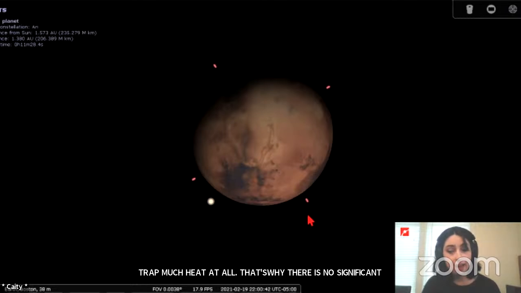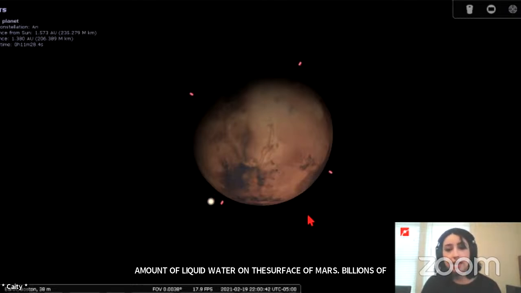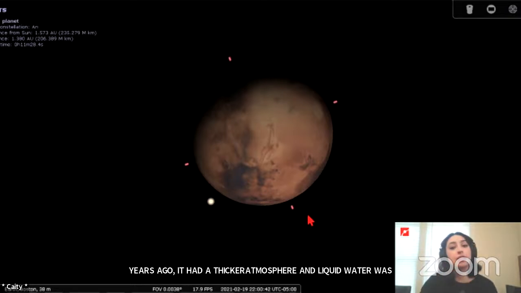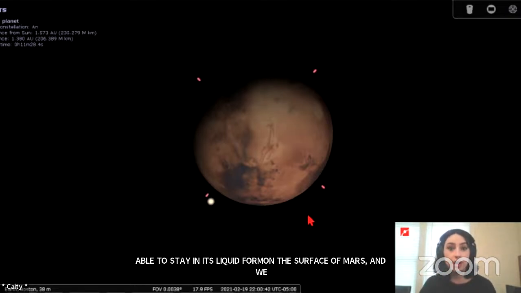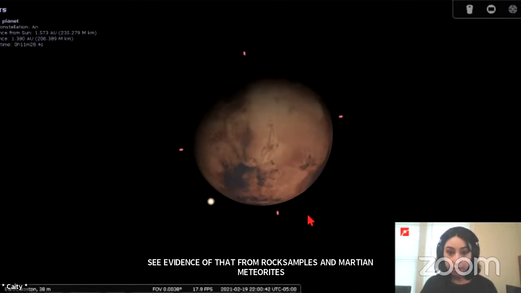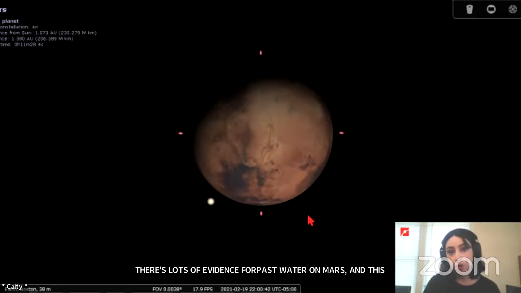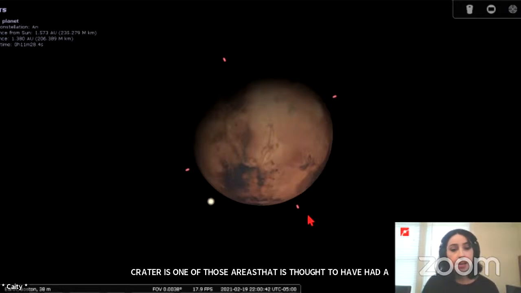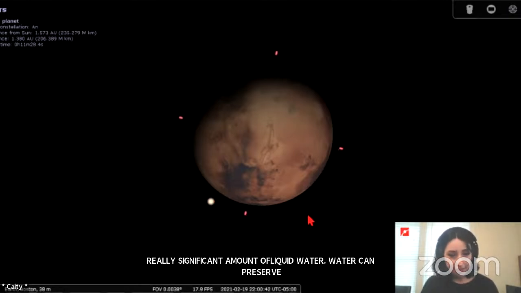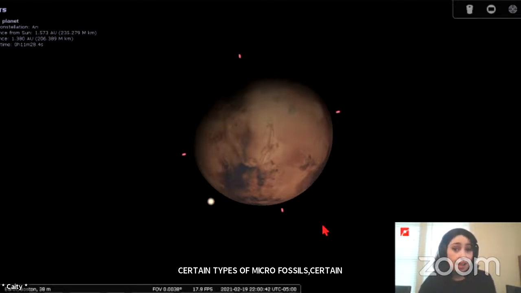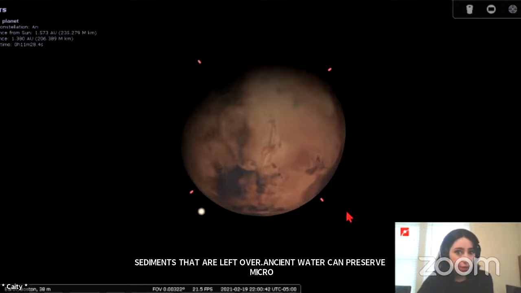And we see evidence of that from rock samples and Martian meteorites that we found here on Earth, believe it or not. So there's lots of evidence for past water on Mars, and this crater is one of those areas that is thought to have had a really significant amount of liquid water. And water can preserve certain types of microfossils. Certain sediments that are left over from ancient water can preserve microfossils. So that is what the Perseverance rover is going to be looking for, among many other things, to see if there is any evidence of past life on Mars or maybe even present life.